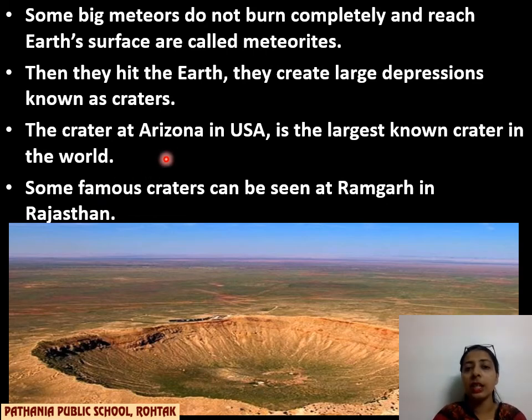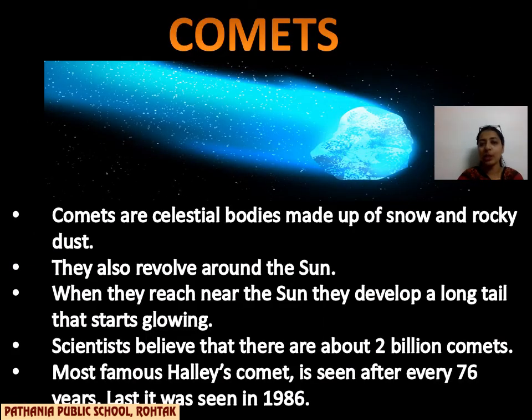The crater in Arizona in the USA is the largest known crater in the world, and the famous crater in India is Ramgarh in Rajasthan. यानी यहाँ पर भी meteoroid गिर चुका है. So that is the meteors and meteoroids. So meteors से ही बनते हैं meteoroids, जब वो unburnt हैं, completely burn नहीं हुए और अर्थ पे आके गिर गए. The last topic for this chapter is comets.